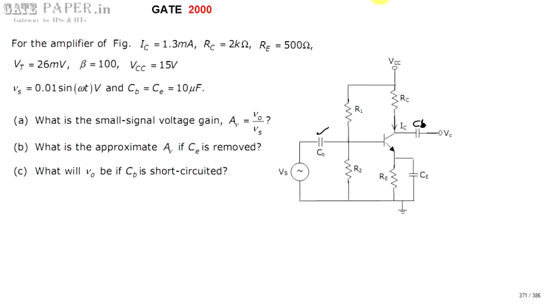Small signal voltage gain is nothing but voltage gain at mid frequencies. Remember that one. Voltage gain at mid frequencies can be calculated by taking two assumptions. First you have to draw the small signal equivalent by taking those two assumptions.